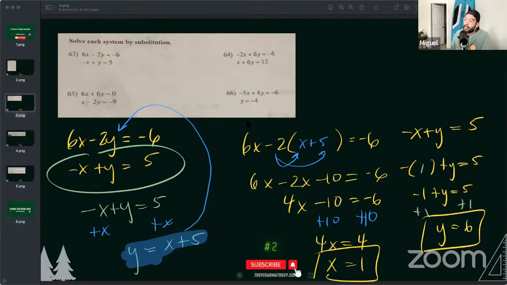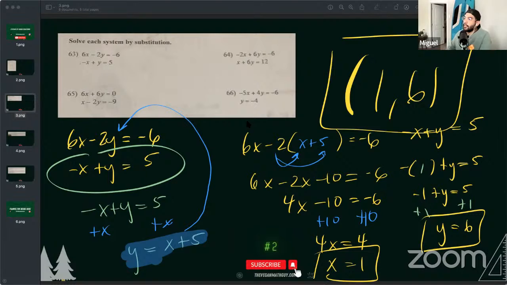So we have our two answers there. x is equal to 1, y is equal to 6. So then our answer, I'll put it here on the top, is (1, 6). They always want your answer as a coordinate. Okay, so just keep that in mind.